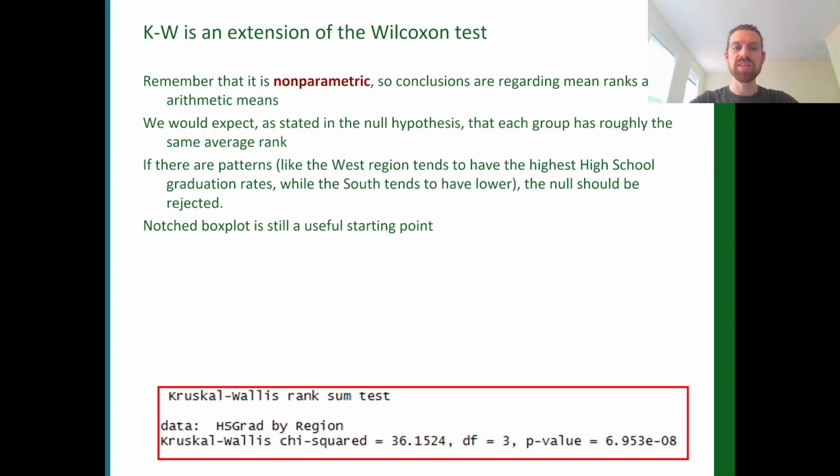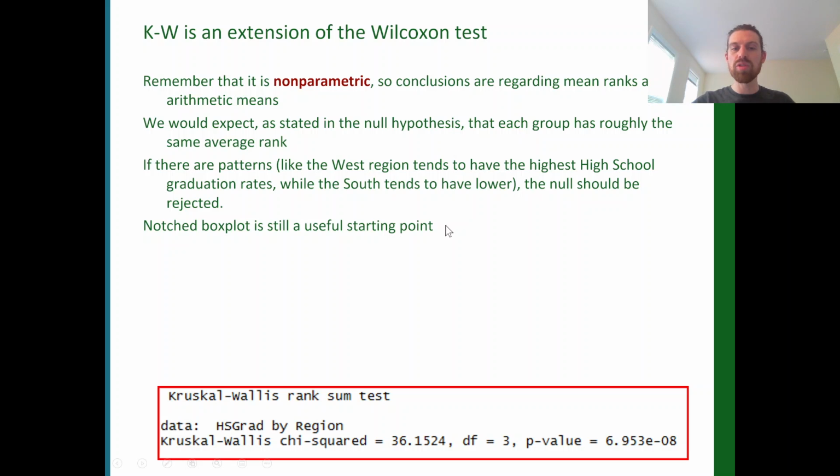But there are patterns. So with the data that we've used here, if we're using the regional parts of the United States and we're interested in high school graduation rates, we know a priori that the South is going to end up having lower high school graduation rates, unfortunately. And therefore, if we were to receive a p-value that was significant at the 95% level, as we have here, because this is 6.953 to the -8, well, that would mean that we have enough evidence to reject the null hypothesis and accept the alternative hypothesis that these data have been taken from 2 or more different populations, okay?